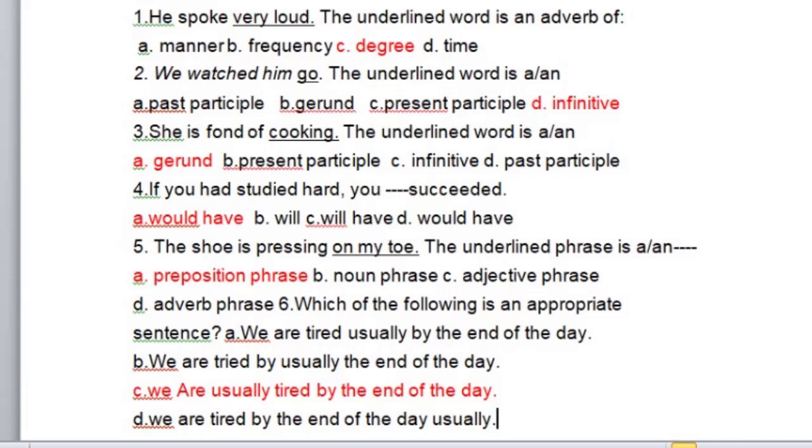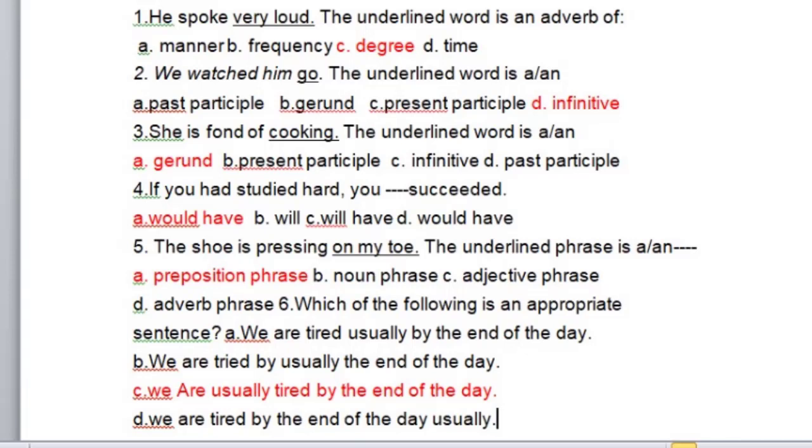Question number 3. She is fond of cooking. The underlined word is gerund. Why? It's a noun. When first form of verb plus ing gives the meaning of a noun, it is always a gerund.